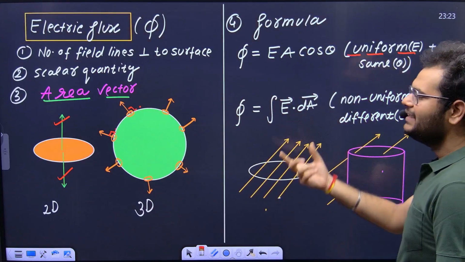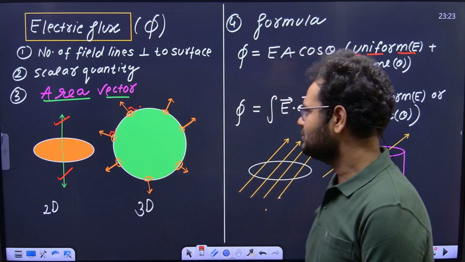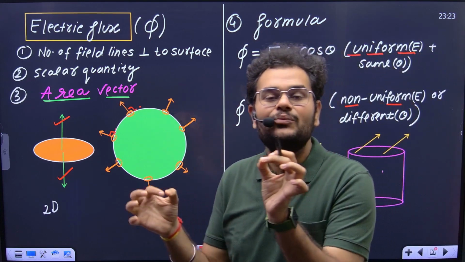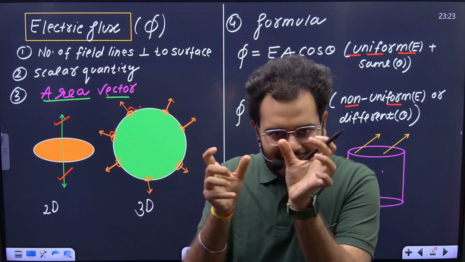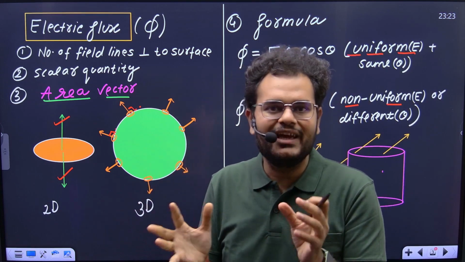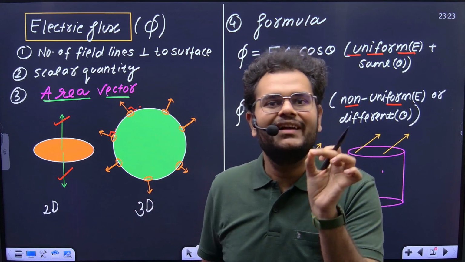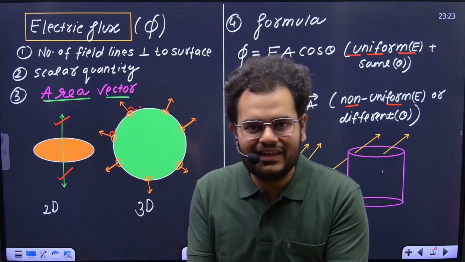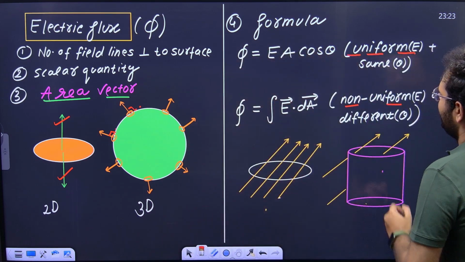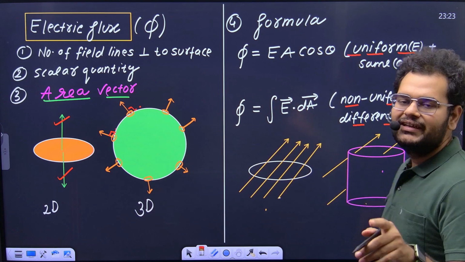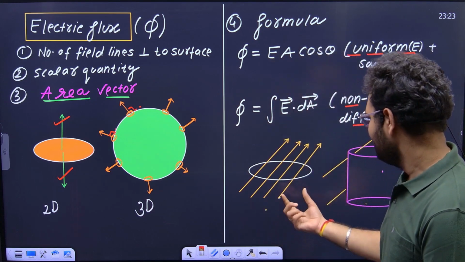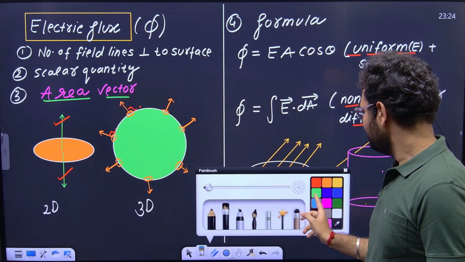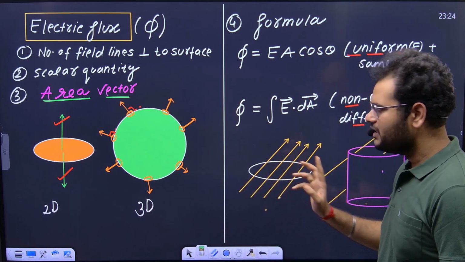And integration is used when the electric field is non-uniform. If the electric field value is changing at every point, I cannot write the same electric field for all points. So I have to write E1 dA1 cos theta 1 plus E2 dA2 cos theta 2, which is nothing but integration. Fine, and different theta, as I explained previously. So you tell me, should integration be used here or not? Tell me. Is there a necessity of integration? No. Why?